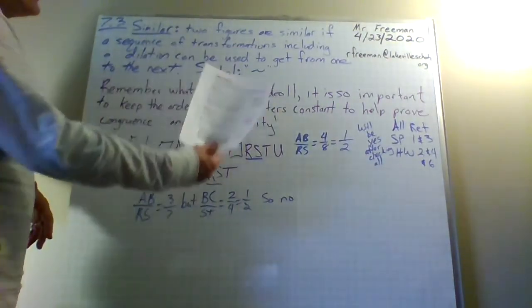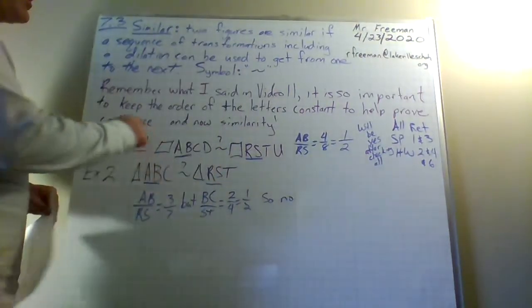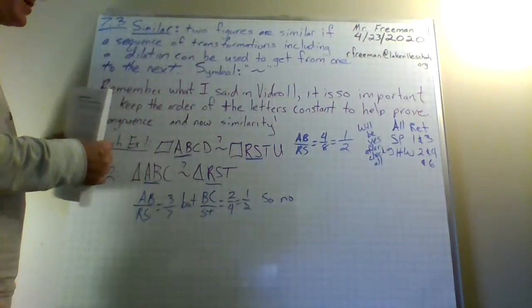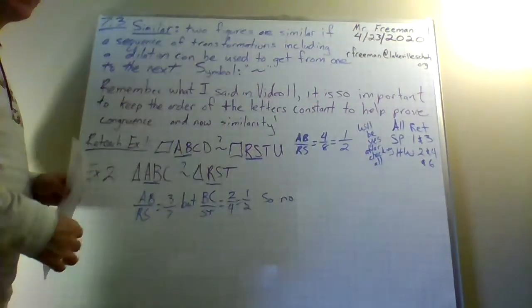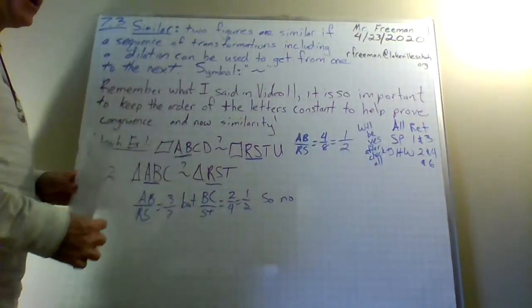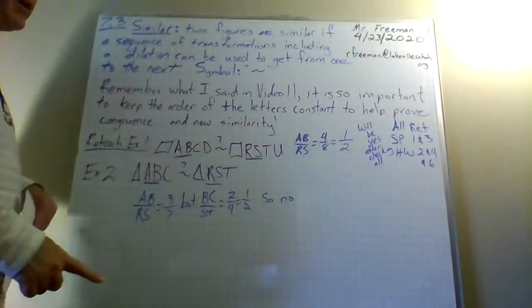Remember what I said in video 11, that it's so important to keep the order of your letters constant to prove congruence? Now in similarity, it comes to be a huge factor too. Continuing to look at reteach, I really like their examples. I think they're pretty informative.